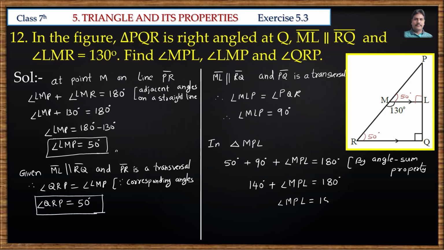It will become 180 minus 140. So, therefore, angle MPL is equal to 180 minus 140, which becomes 40 degrees. So, we got this is the answer.